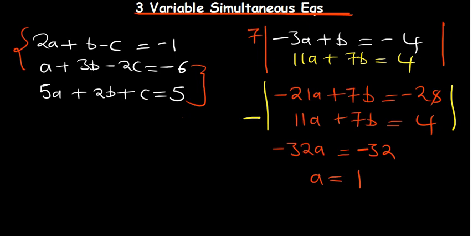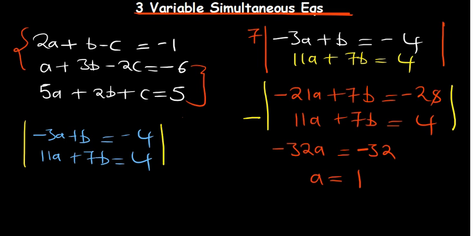Since I want to deal with this purely by elimination, I can still proceed and eliminate b again. So negative 3a plus b is equal to negative 4, and 11a plus 7b is 4. Let me try to eliminate. I'm trying to eliminate a now, right? So I'd have to multiply that one by 11 and this one by 3.